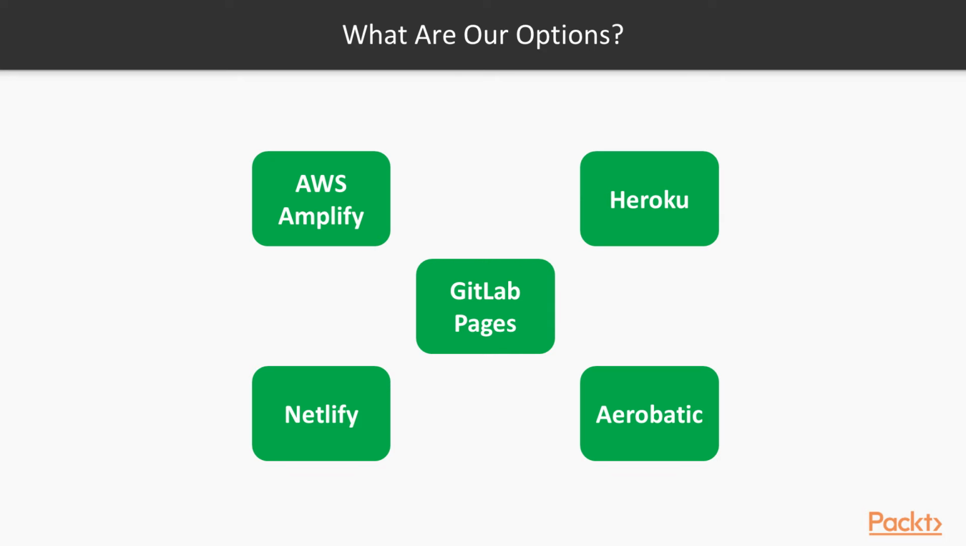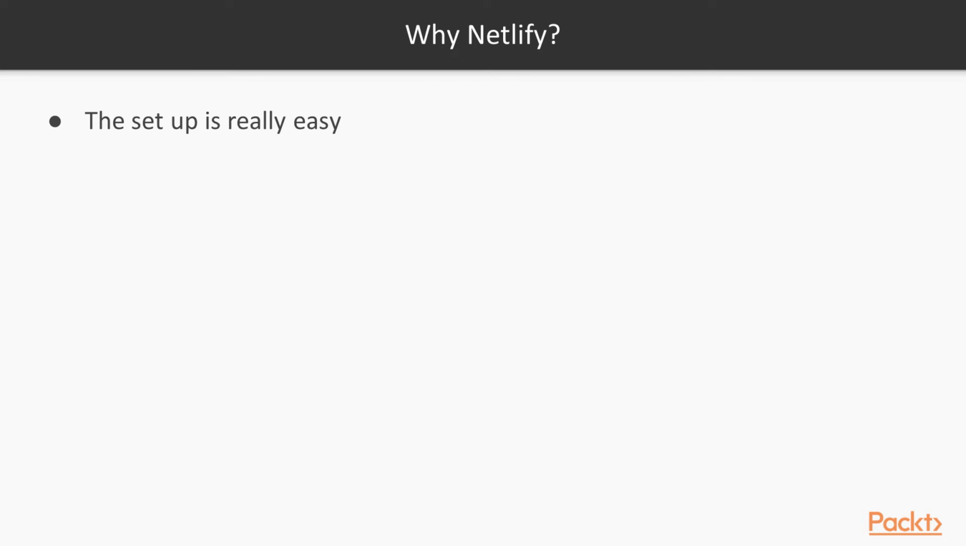So, from these options and the others that are out there, which one are we going to use? We'll be using Netlify. So why Netlify? It is incredibly easy to get up and running. There's no extra configuration required on our end, no additional files to add, and no changes to make in our code. Simply make sure you've run Gatsby build and your master branch is up to date, and Netlify will take care of the rest.